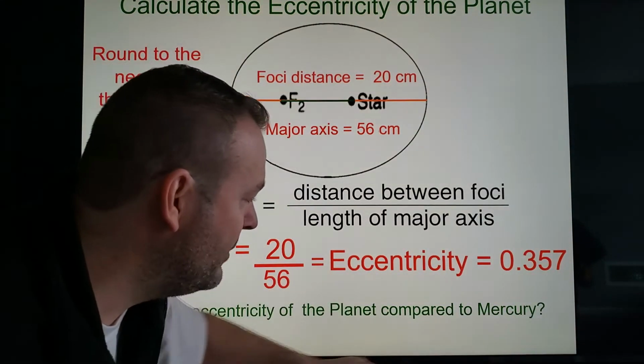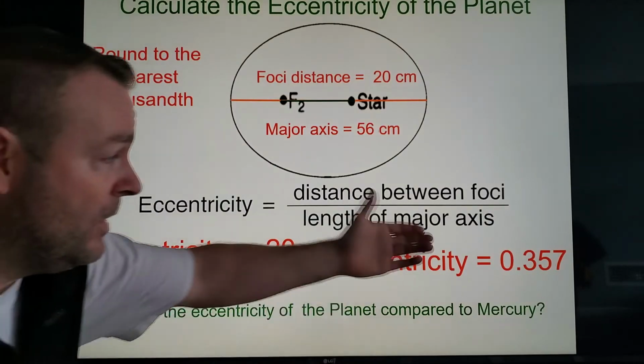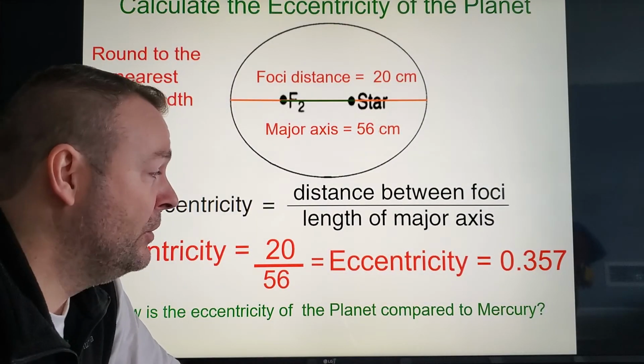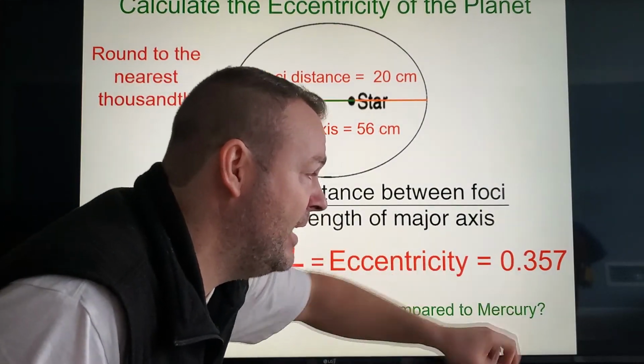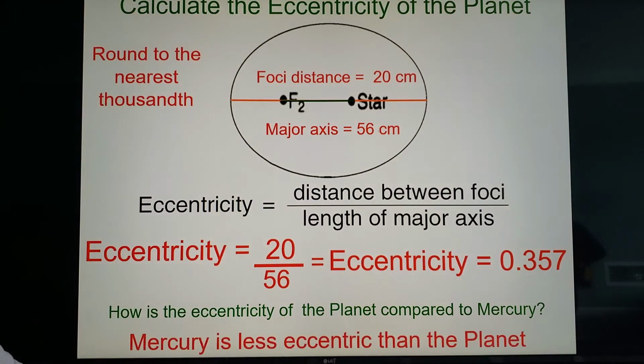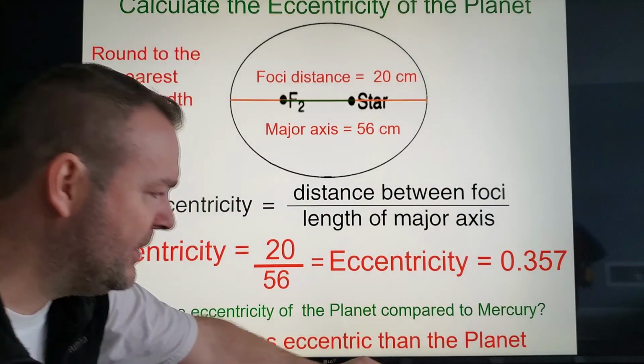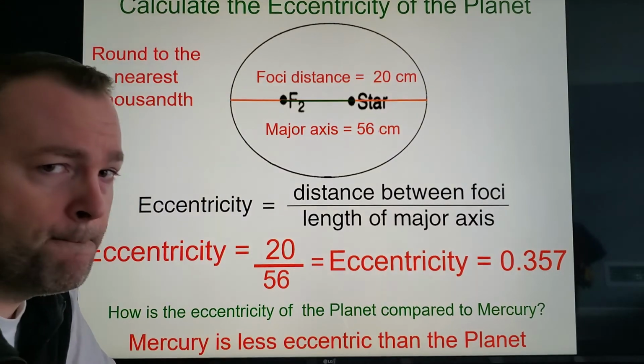How does that compare to Mercury's orbit? Well, go back to the reference table chart. You'll see that Mercury's orbit is definitely less than a 0.357. So you would say Mercury is less eccentric than the planet. Okay?